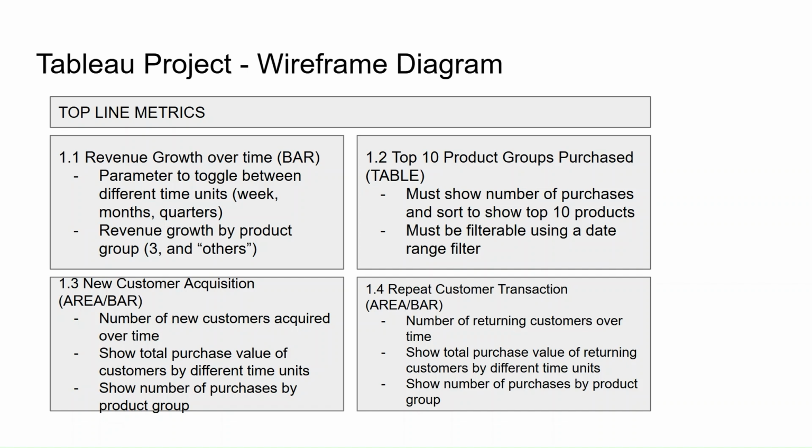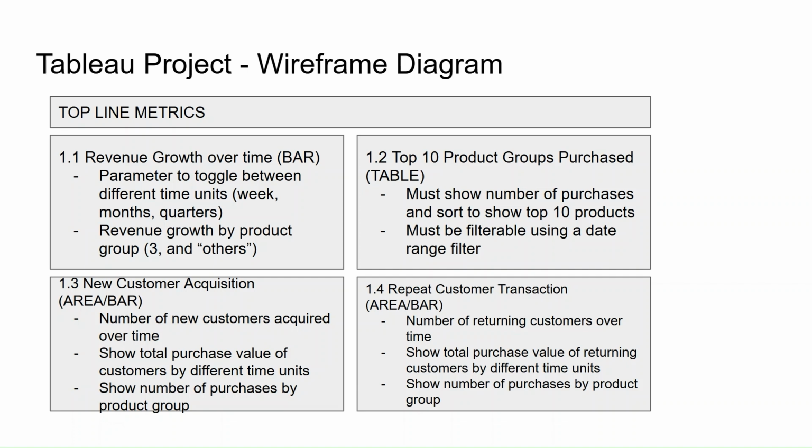In Visual 1.3, we also would want to have a new customer acquisition visual. And this, I think, in my mind, could be either an area chart or a bar chart, maybe a combo chart, which would show the number of new customers acquired over time. It will also need to show the total purchase value by customers by different time units, whether at the week, month, quarter level, and so forth. We will also want to show the number of purchases by product group as well to show some sort of consistency between the prior visuals.